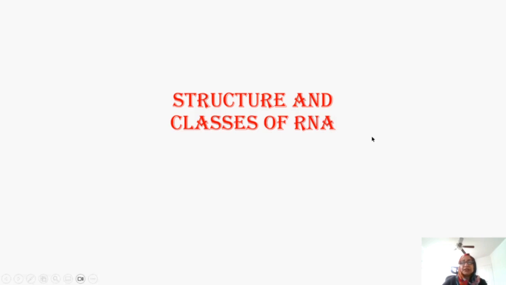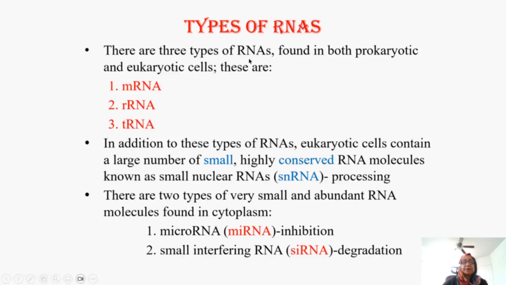Now we're going to focus on our topic for today, structure and classes of RNA. We are always familiar with those three types, which are messenger RNA, ribosomal RNA, and tRNA. Do you know any other RNAs? If you know one, please unmute yourself and let me know, if you know it from somewhere other than my slide. Have you heard about any type of RNA other than those three?